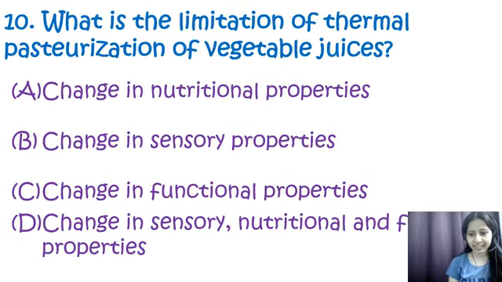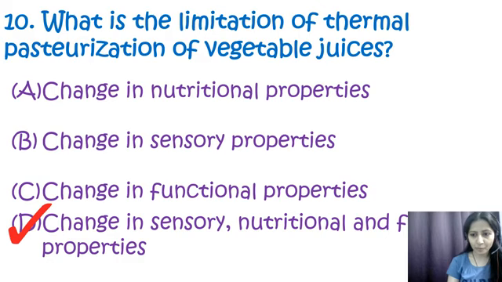So question number 10, that is what is the limitation of thermal pasteurization of fruits and vegetable juices? So options are change in nutritional properties, change in sensory properties, change in functional properties and change in sensory, nutritional and functional properties. So over here among the following, the most appropriate answer is D, that is change in sensory, nutritional and functional properties.